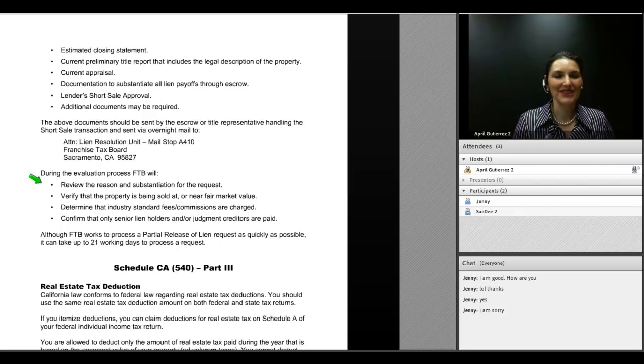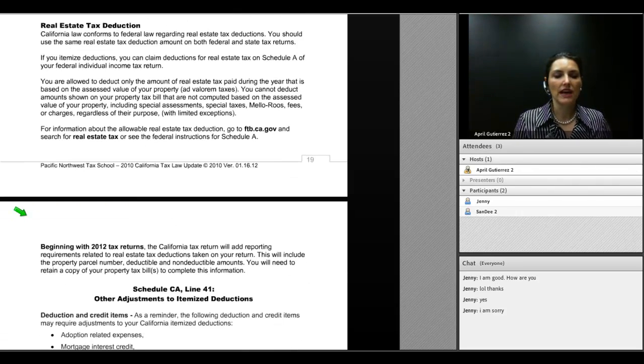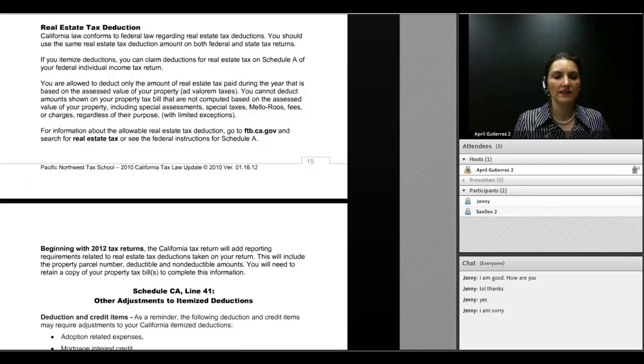So during the evaluation process, FTB will review the reason and substantiation for the request, verify that the property is being sold at or near the fair market value, determine that industry standard fees and commissions are being charged, and confirm that only senior lien holders and or judgment creditors are paid. And although FTB works to process a partial release of lien requests as quickly as possible, you should allow up to 21 days for that to occur.